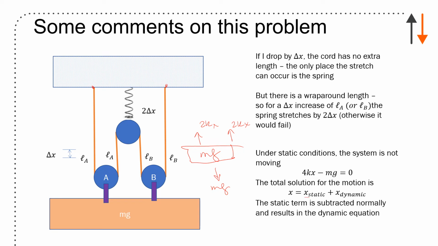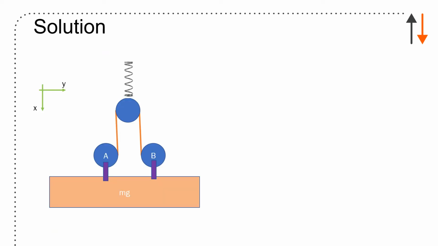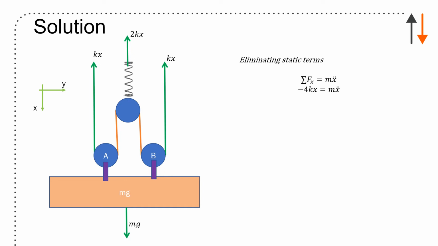Total solution for the motion is x static plus x dynamic, which is the same thing as we just did a moment ago. If you substitute all the expressions and have mg, you end up, after eliminating all of those static terms, with minus 4kx equals m x double dot. And again, remember, the original solution will have x static plus a delta, and I'm just going to refer to it as x. I end up with a dynamic equation. The equation of motion is x double dot plus 4k over m x equals 0. And I can substitute in terms, and I get omega_n is square root of 4k over m, which equals 2 times the square root of k over m.